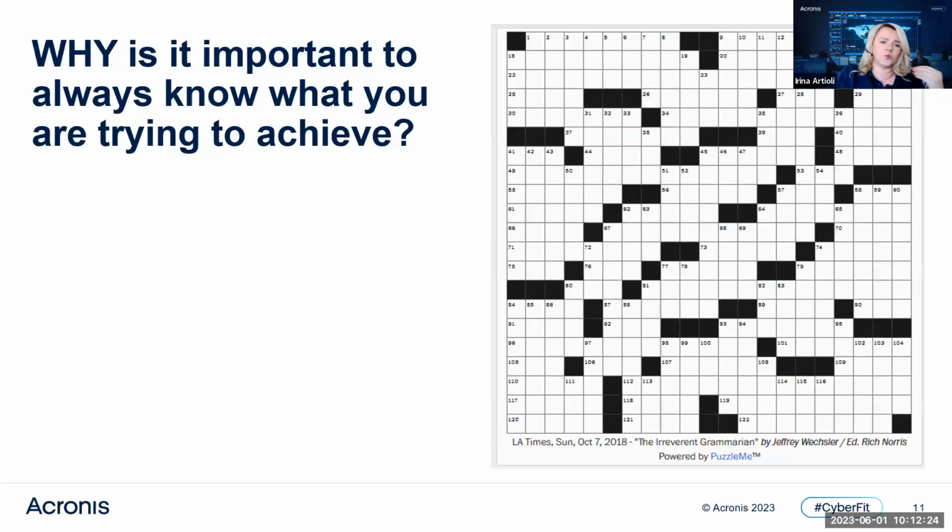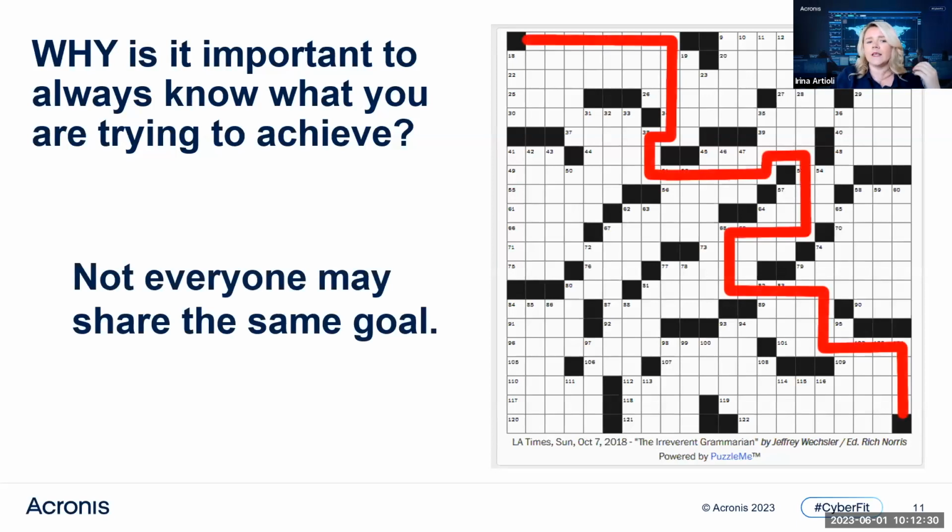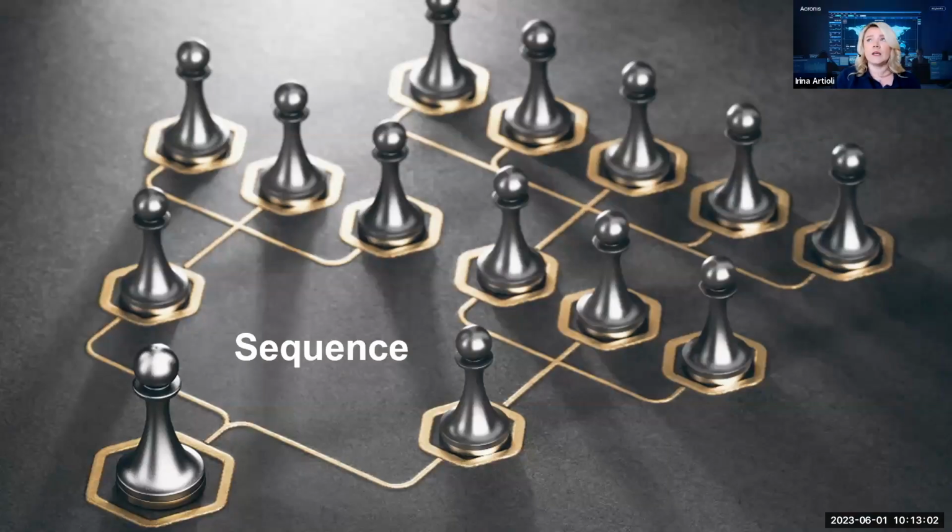But again, there is a question: why is it important to always know what you're trying to achieve? Because not everyone may share the same goal. During a security incident, what can happen? Different stakeholders may have different goals and different priorities. Some of them may be focusing on minimizing damage, some on restoring services, right? Some might even think about preserving evidence for further legal actions, or protecting customer data. So there might be different goals, and we all should follow a proper incident response plan.